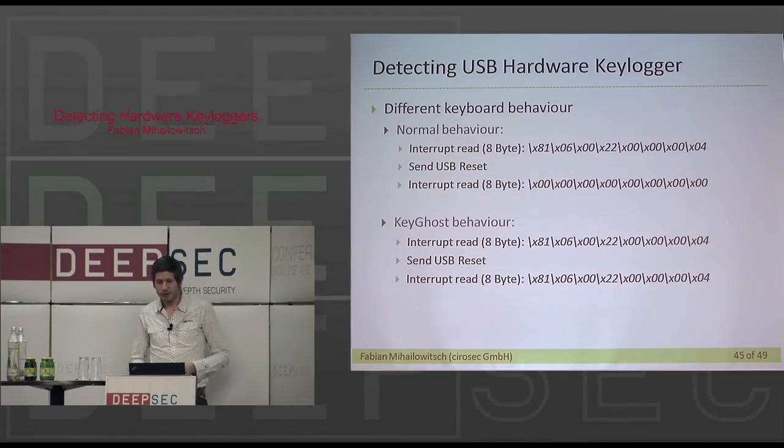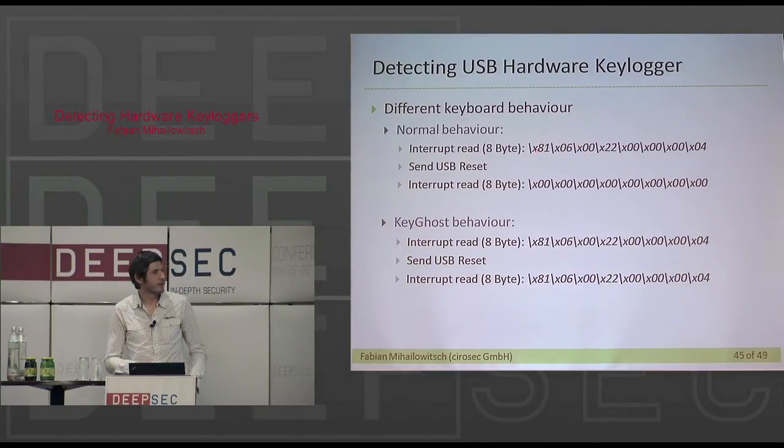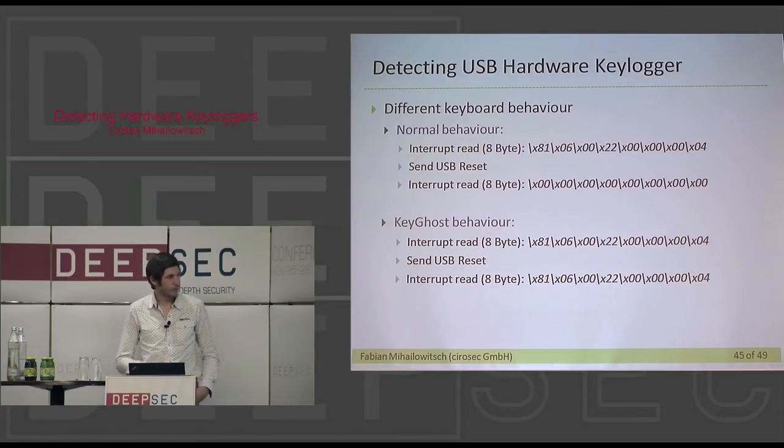Another cool thing I came across is different keyboard behavior. For the key ghost, I do the following: I do an interrupt read on USB. For 8 bytes, I get that data. Then I send a USB reset to that device. And of course, if I do an interrupt read again, all the stuff is 0. The device has been reset. If the key ghost hardware keylogger is present, I do an interrupt read, I get the data, the same data like we got here. Then I do a USB reset. I do an interrupt read again. I get the same data, which is quite strange because they should be zeroed right now.